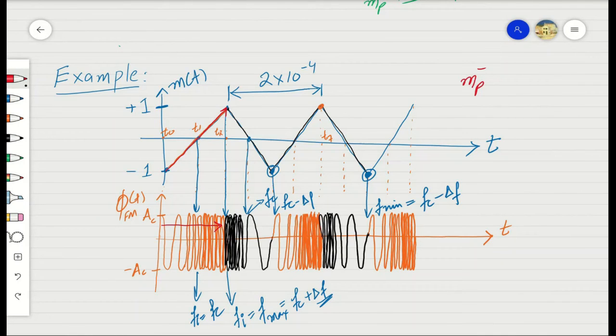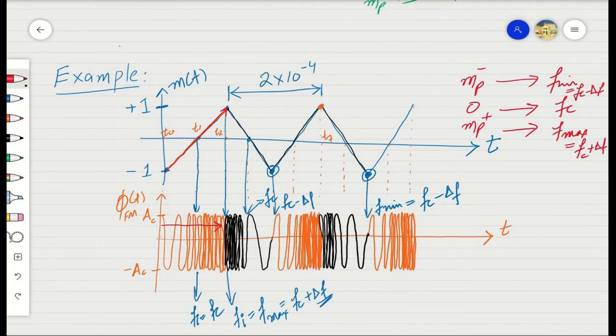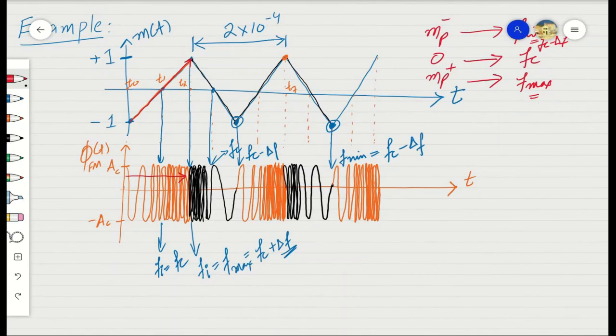When a negative peak of information signal is received, the minimum frequency of the modulated signal is generated. When a zero amplitude in the information signal is received, exactly the carrier frequency is being generated. When a positive peak of the information signal is being received, the maximum frequency of the modulated signal is being generated, while the minimum frequency was equal to fc minus delta f and maximum frequency was equal to fc plus delta f, and delta f represents the peak frequency shift experienced in the carrier frequency.